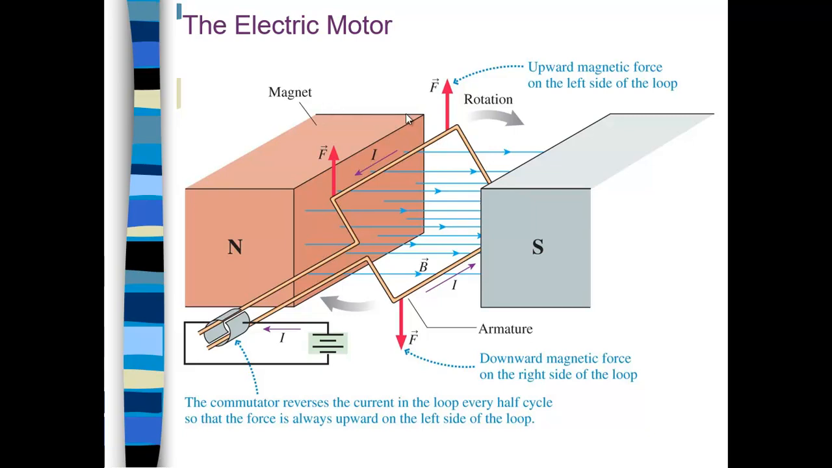If the current was only going in one direction, when it got to 90 degrees, or perpendicular to the field, then the loop would stop. But because the current through this commutator will change direction, it will force it over the top. On one side of the loop, it will create a rotation to go clockwise. And then the opposite side of the loop will also create a rotation to go clockwise because your current is alternating.